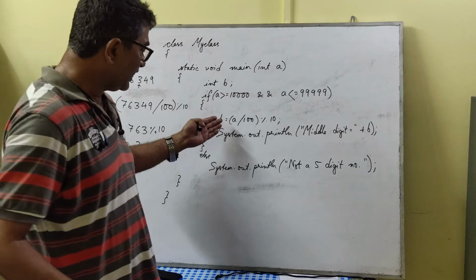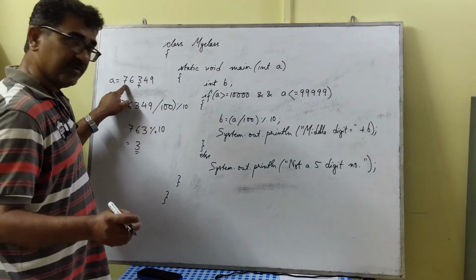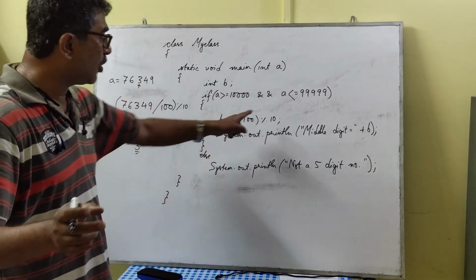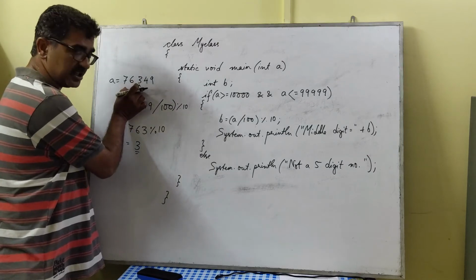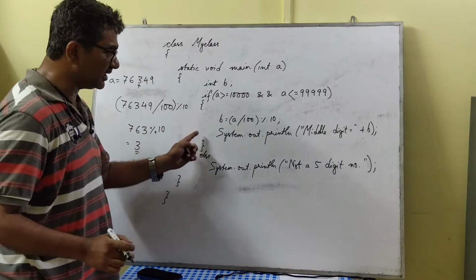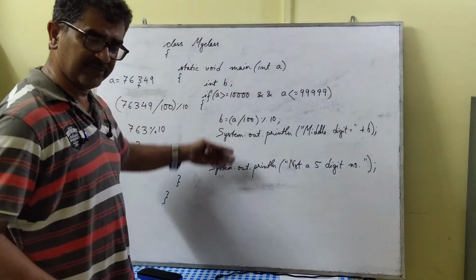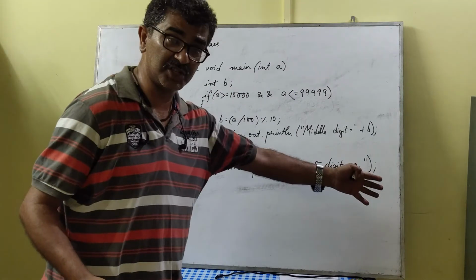So this is what happened. B equal to A/100, which gave you the first 3 digits of that number. Modulus 10 will give you the last digit of that 3-digit number. So it happens to be the middle digit. And here what I am doing is I am printing the middle digit. And if it happens to be not a 5-digit number, it prints not a 5-digit number.